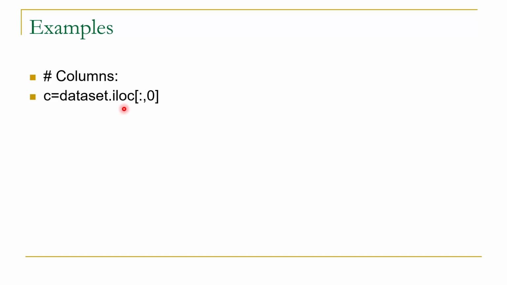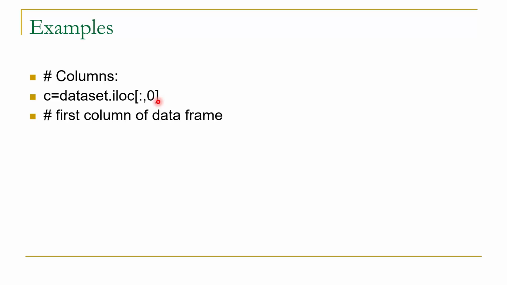Now let us discuss some examples about the selection of columns. Let us consider this line of code. Here in iloc we are defining colon, comma, 0. Here colon refers to rows and after the comma, 0 refers to columns. Colon means all values of rows and 0 means the index for the column. So this will select the first column of the data frame and it will carry all the values of rows. So all rows of the first column will be selected by this line of code.